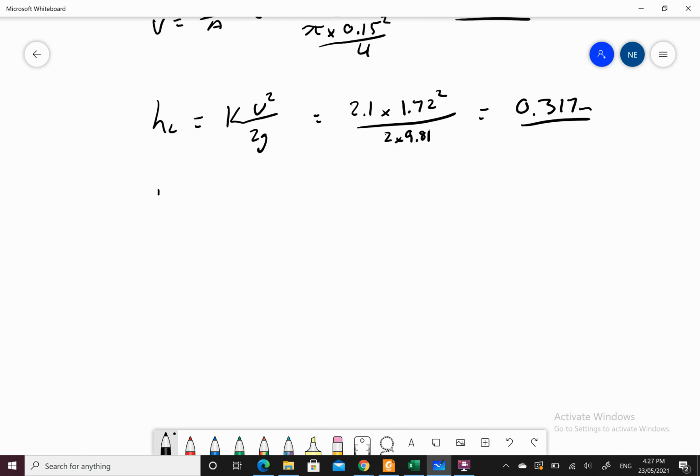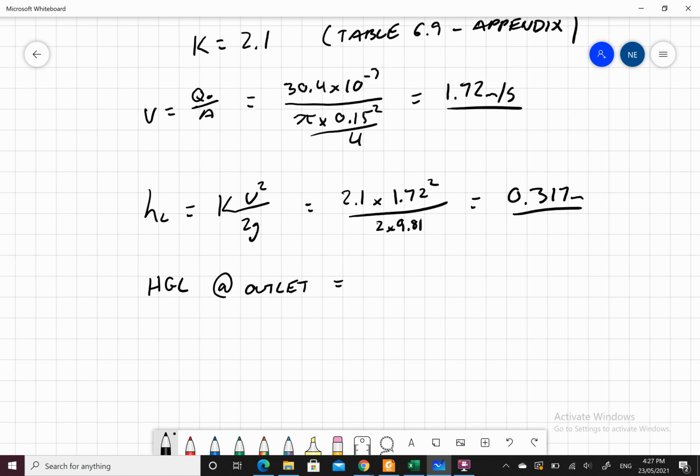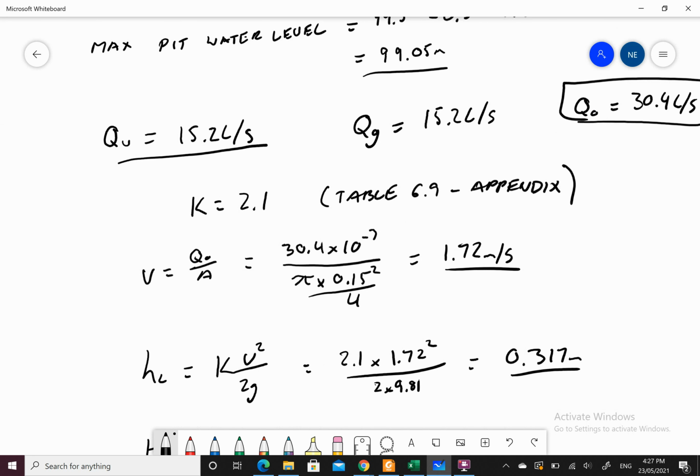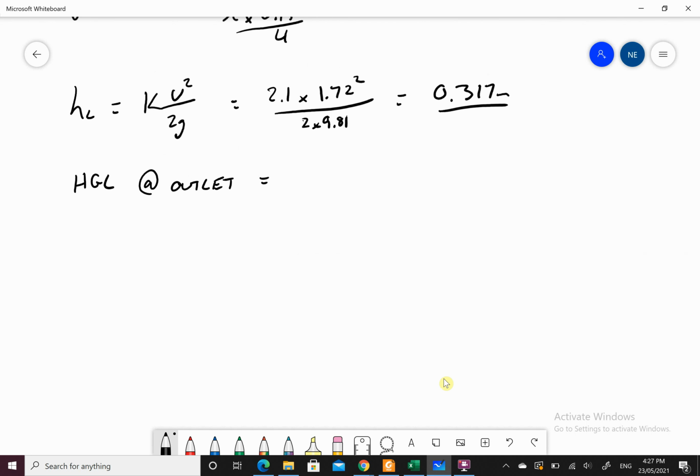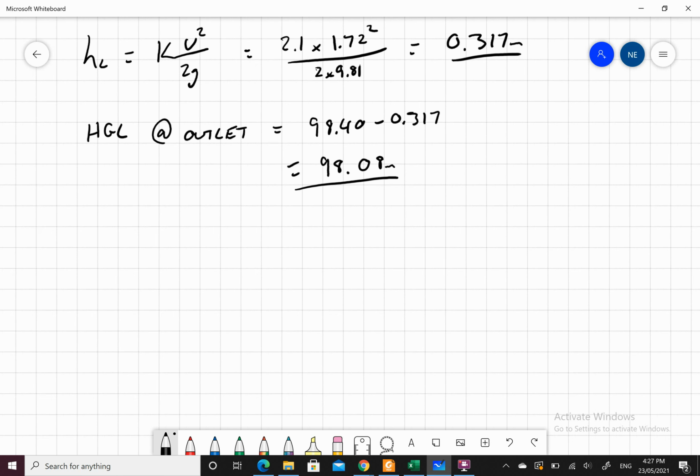So what I can do is go, my hydraulic grade line at my outlet is equal to my hydraulic grade line that went in, which is 98.40, subtract my losses, 98.40, subtract this one here, and that's going to give me 98.08 meters. Alright, so a bit of rounding, but that's okay.